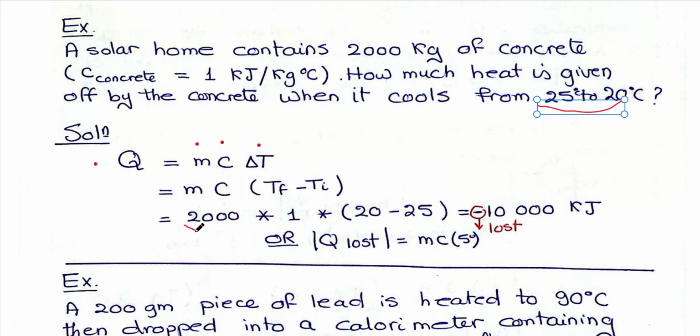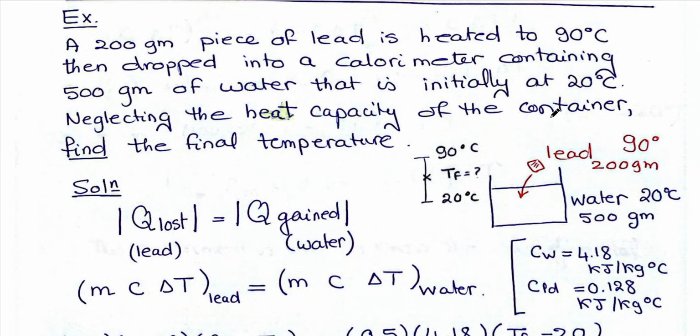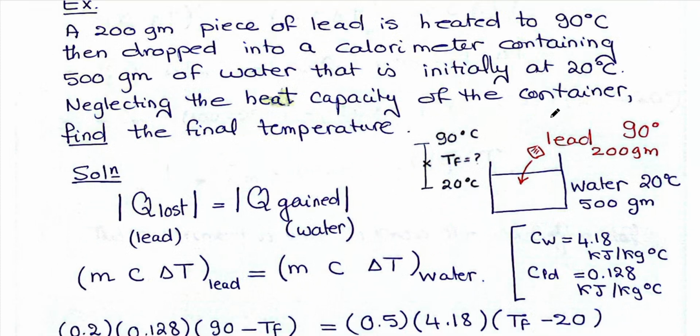The amount of concrete is 2000 kilograms. C is 1 kilojoule per kilogram degree, so the answer will be in kilojoules. The difference in temperature is the final temperature minus the initial temperature. The final is 20, the initial is 25. So Q will be negative, which means that it will be lost. And we know that when cooling down, heat energy is lost. Another example, we have heat exchange between a hot body and a cold body.